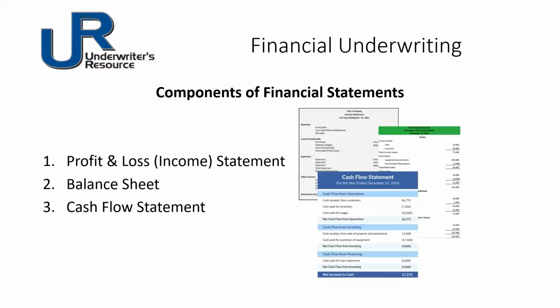The first is a profit and loss, or also called an income statement. The next is the balance sheet. Those first two, the balance sheet and the P&L statement, are key. You can do all the analysis that you need with just those two statements, but there's a third statement that is also helpful in doing analysis, and that is a cash flow statement.